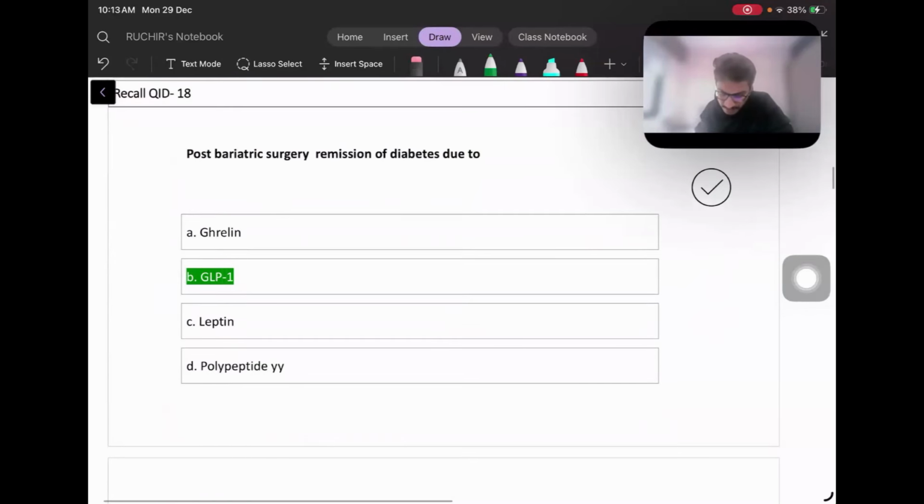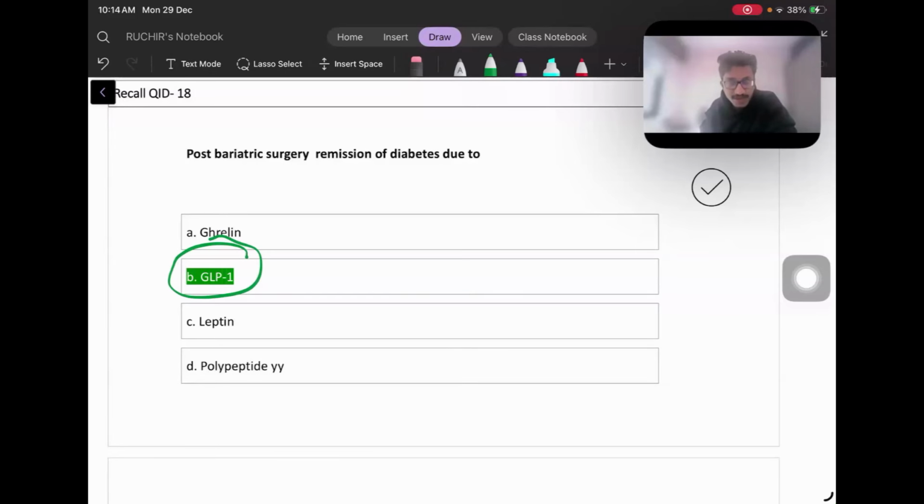Next question. Post bariatric surgery remission of diabetes is due to, I think this was the clinical scenario, right? I think there are no issues in this. That is, post-bariatric surgery, remission of diabetes occurs due to which hormone? Yeah, so this is again a very straightforward thing.